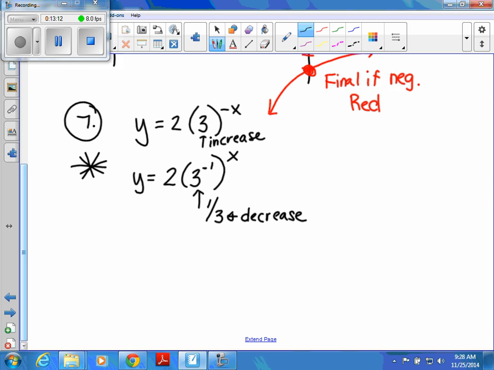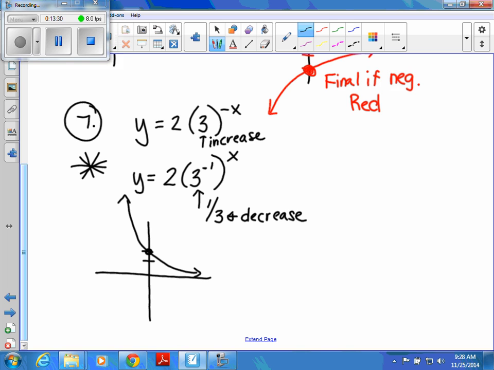Might as well graph it since we're having fun here. I'm going to put my first dot at 2. Since it's really a 1/3, it's going to decrease. The asymptote, nothing gets moved because there's no shift in the graph.